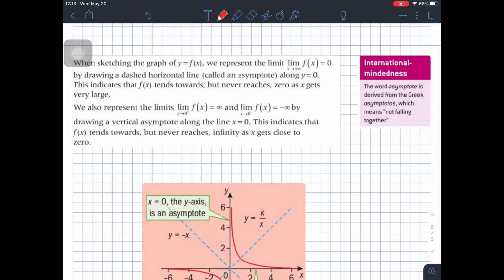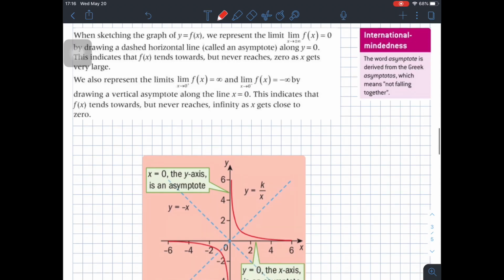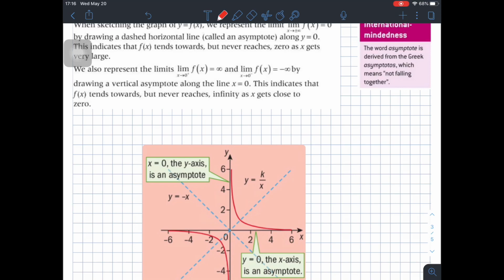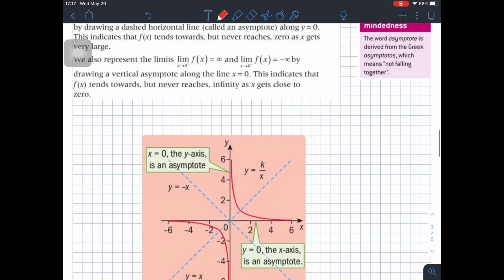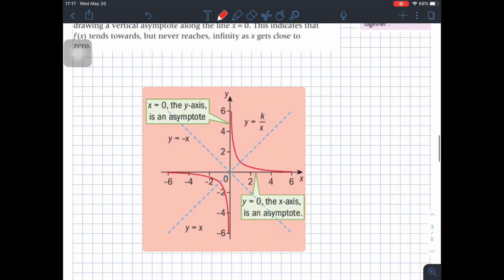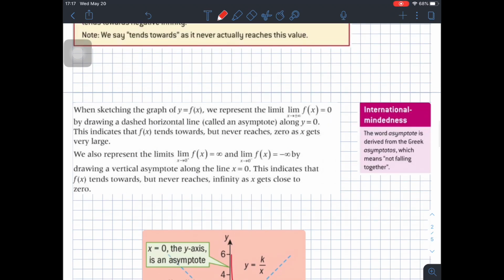We also represent the limit of f of x when x approaches 0 from the right equals infinity, and the limit of the function when x approaches 0 from the left equals negative infinity, by drawing a vertical asymptote along the line x equals 0. This indicates that f of x tends towards but never reaches infinity as x gets close to 0. Basically, what this is telling us is that whenever we graph a reciprocal function, we always need to keep in mind that the horizontal asymptote is y equals 0 and that the vertical asymptote is x equals 0, okay? That's basically what all of this text is saying.